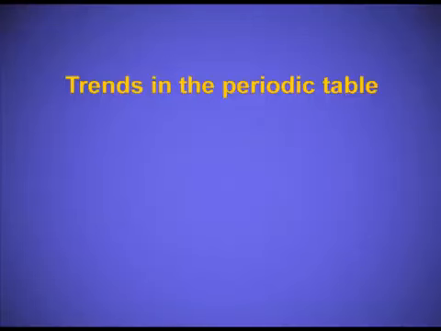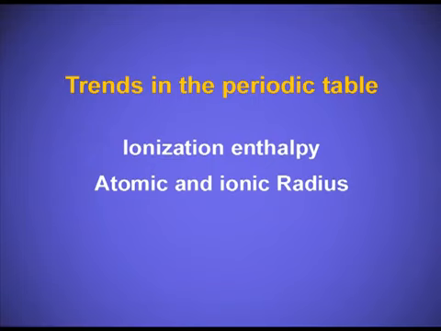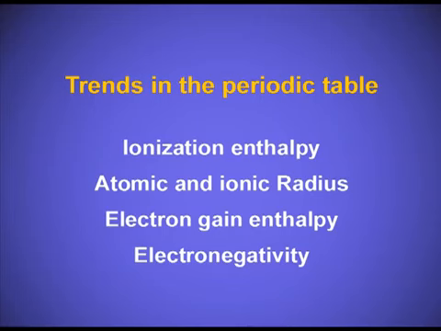The 4 properties we will study today are ionization enthalpy, atomic and ionic radii, electron gain enthalpy and electronegativity. The first property which we will study is the atomic radius. But before coming to that, let me give you a quick revision of what a group is, what a period is, and what the term periodicity means.